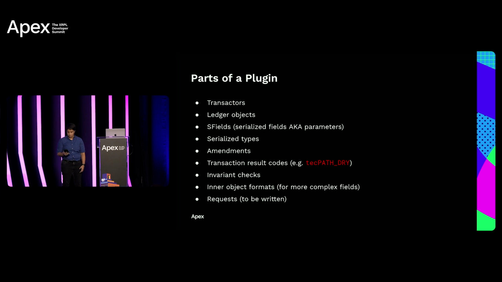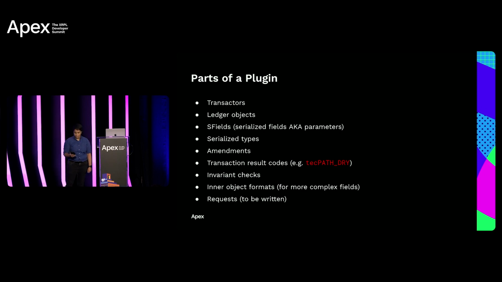Transaction result codes are the various result codes that you can get in response to a failed transaction, or a successful one for that matter, but usually you're only adding failed transaction codes because there's only one success code. So one example would be tecPATH_DRY if you've ever failed to send a cross-currency payment or something like that. You may have seen this error.